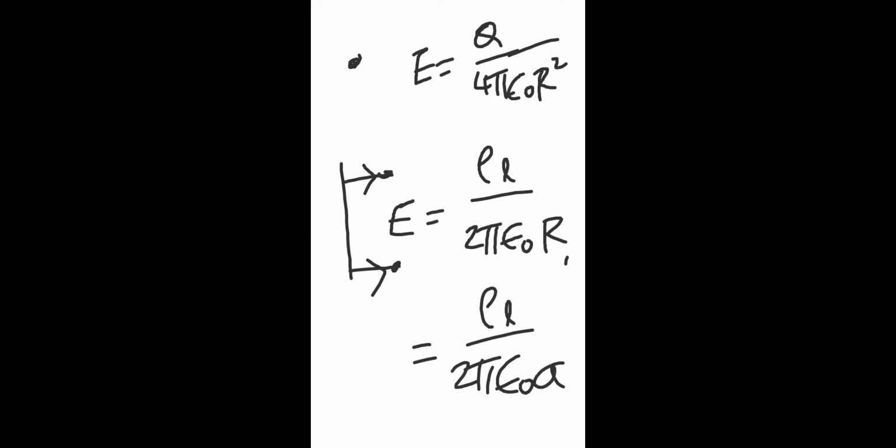Anyway, a regular procedure is available in the notes. That also I will discuss. But you should know what our final answer is: rho L divided by 2 pi epsilon naught A.